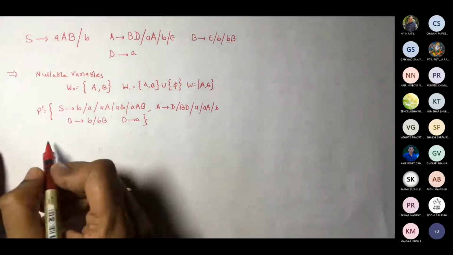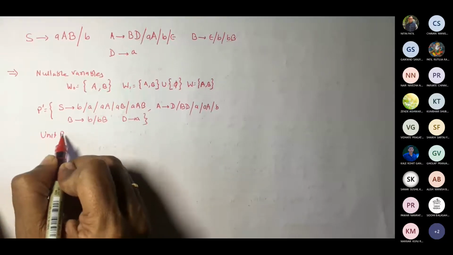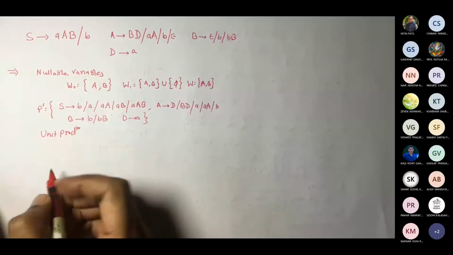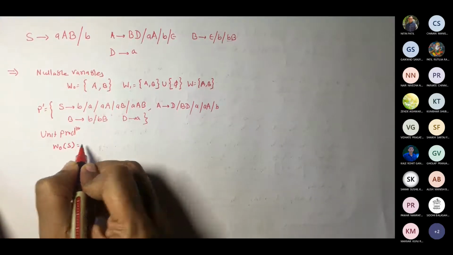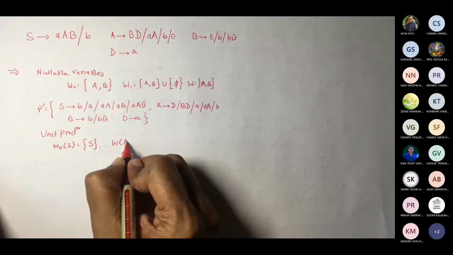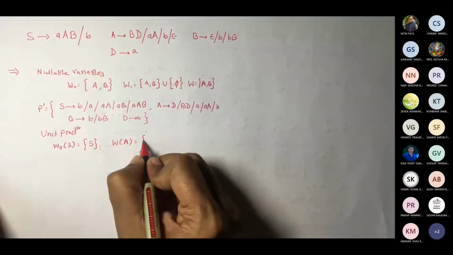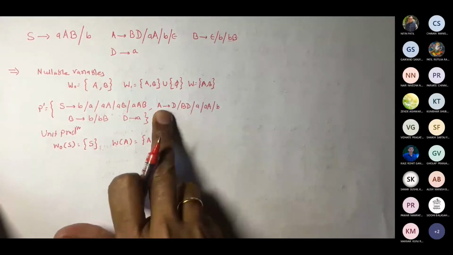Fine. Now we have to construct what? Remove chain rule. So we have to apply the unit production removal. So you have to calculate W0 of S. There is no unit production, so W of S would be S. W of A would be A, comma D. Correct?